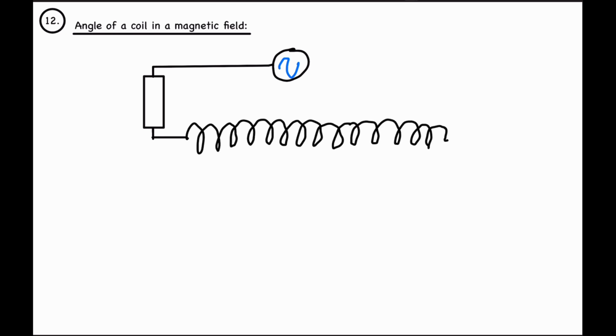Angle of a coil in a magnetic field. So let's draw the apparatus for this. So we would have an alternating current power supply. So it would look something like this. And this would be connected to a circuit with a resistor. And then you would have a coil, which is connected to the rest of the circuit. And in the middle, you will have a search coil like this, connected to an oscilloscope.